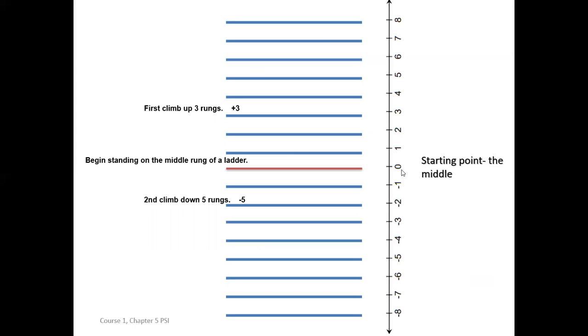Notice how this idea works perfectly with our vertical number line. The middle is 0, 8 rungs above would be the top, and 8 rungs below would be the bottom. So the question is, how many rungs on the ladder? If you count them, there are 17 rungs.